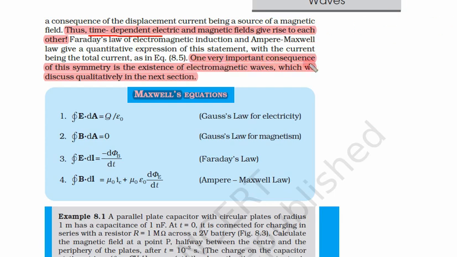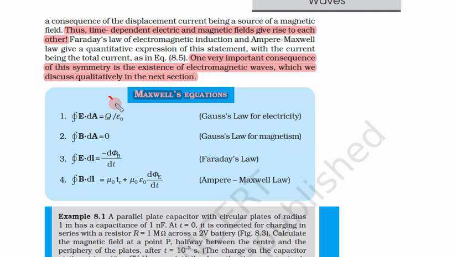So one very important consequence of this symmetry is the existence of electromagnetic waves. So now we are going towards electromagnetic waves, which is the title of this chapter. This is one of the most important phenomena. Why is it important? Because part two of physics is completely based on this, which we discuss qualitatively in the next section. So after this we are going to discuss electromagnetic waves.